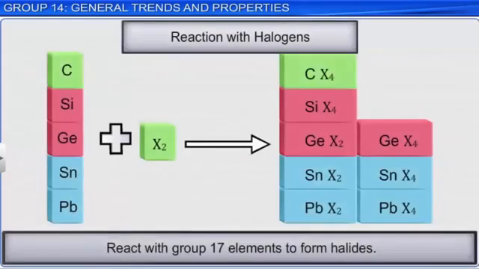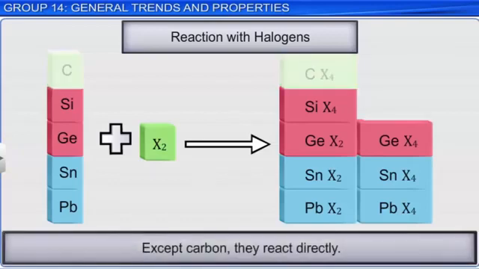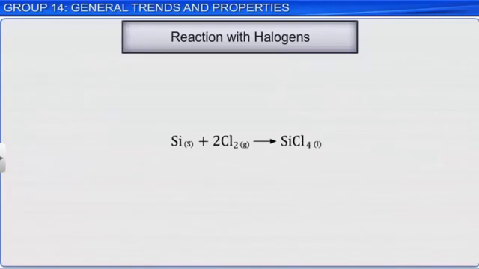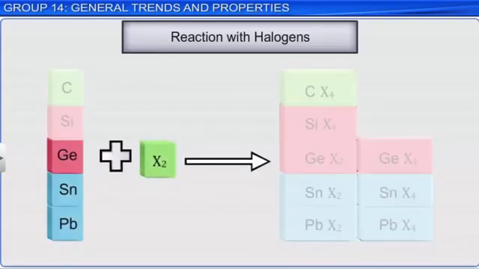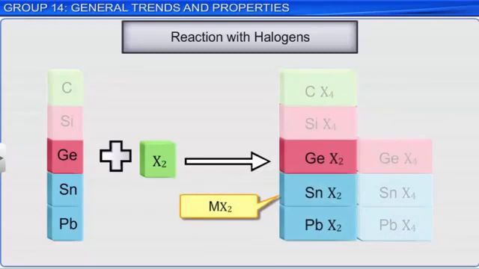The group 14 elements react with halogens of group 17 to form halides. With the exception of carbon, they can react directly. For example, the reaction of silicon with chlorine produces silicon tetrachloride. Germanium, tin, and lead are able to form halides with the general formula MX2. The stability of these halides increases down the column.